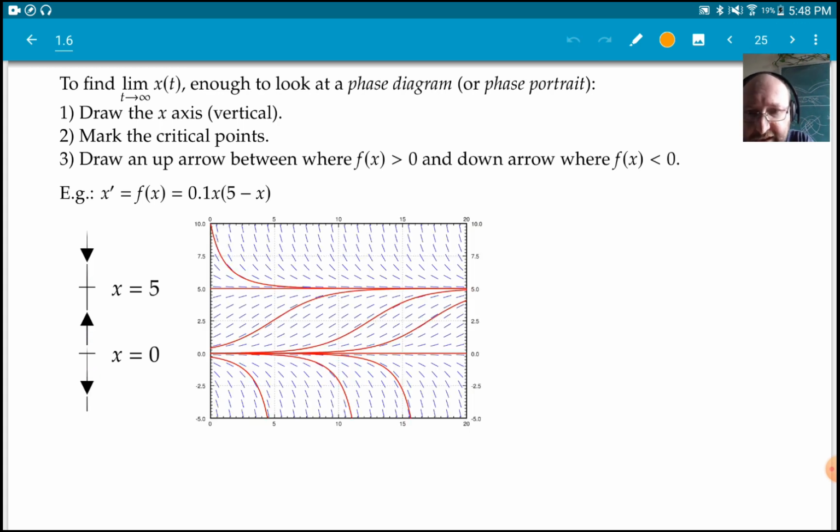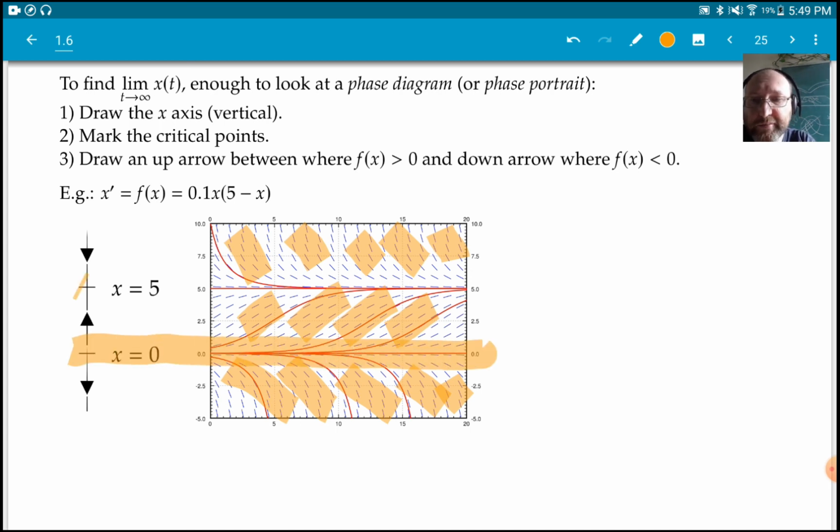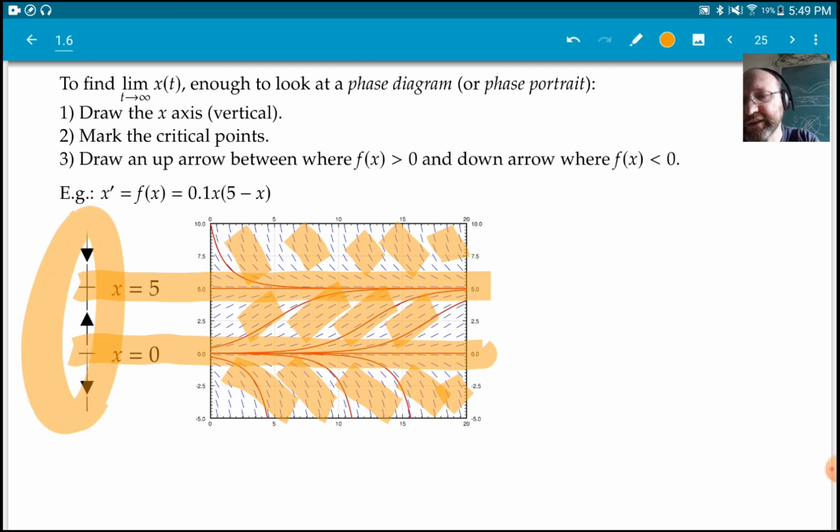And you can see how that corresponds to the slope field. Negative means all these lines are going down. Positive means I'm going up. Negative means I'm going down. And I have my equilibrium solutions over here. So just from drawing this diagram, I can decide on what happens given an initial condition.